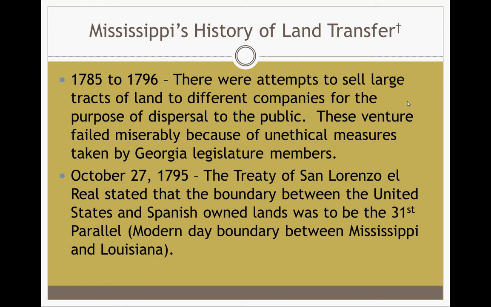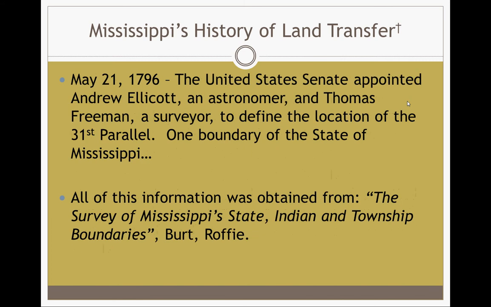In 1795, the Treaty of San Lorenzo El Real stated the boundary between the U.S. and the Spanish-owned lands was to be the 31st parallel. And this was a very big move because remember that Yazoo River mess from the 32 degrees 28 minutes down to the 31st parallel was no man's land. No one really knew what was owned. But now this boundary was created, and it is the modern-day boundary between Mississippi and Louisiana. And then we come to Andrew Ellicott.